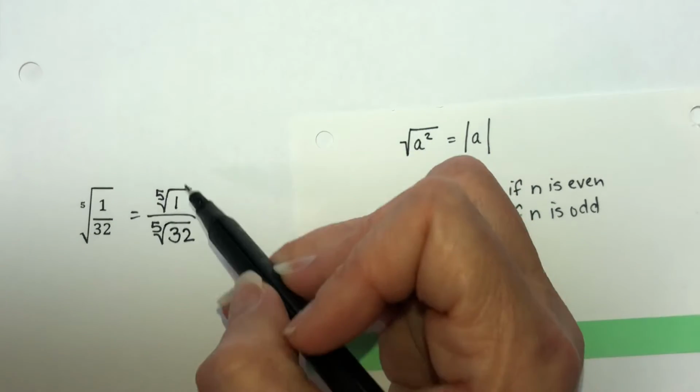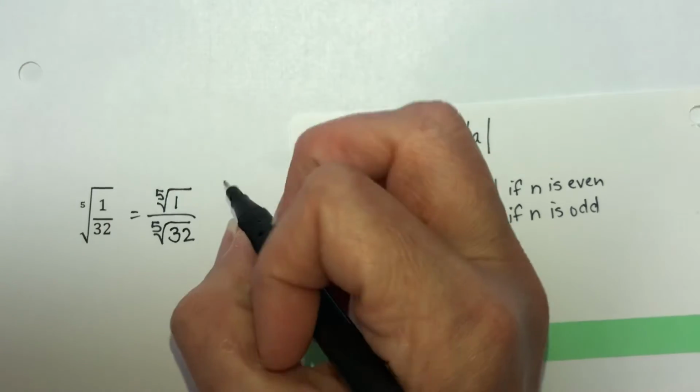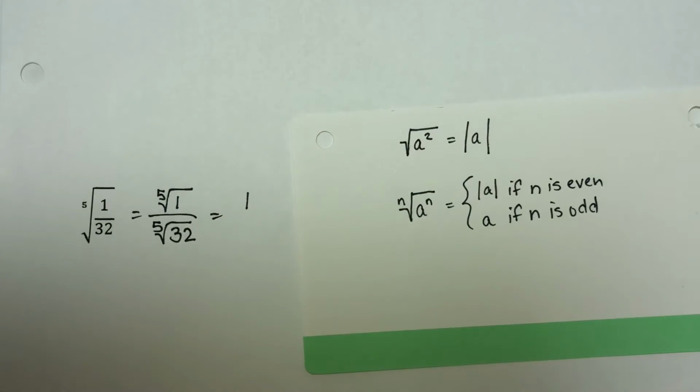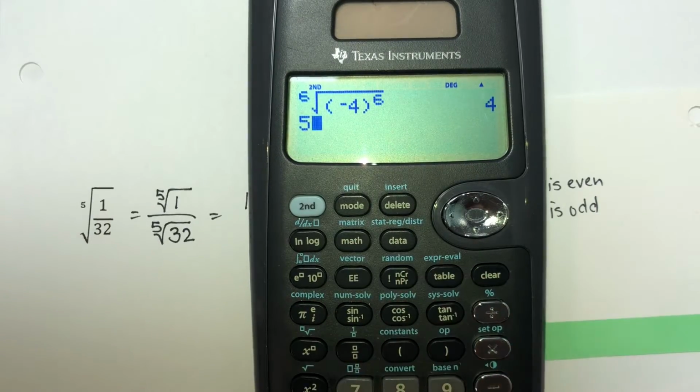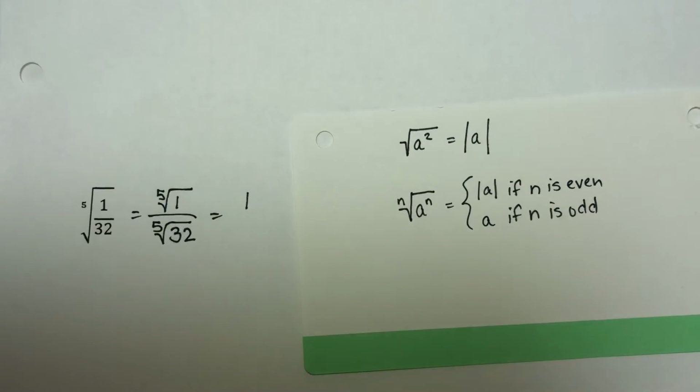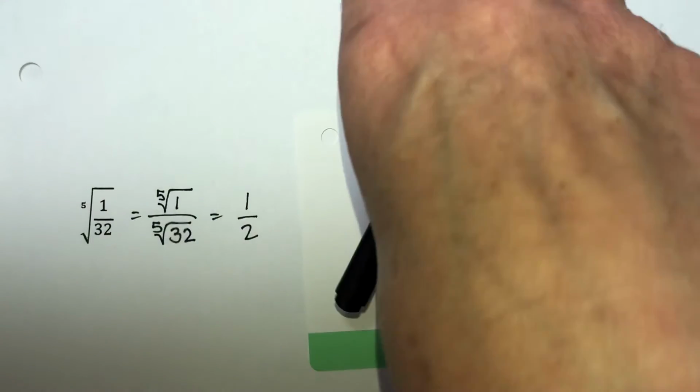Okay? Well, any root of 1 is 1 because you can multiply 1 times itself however many times you want to, and you're still going to get 1. Okay? Now, the 5th root of 32 is 2. So this answer is 1/2.